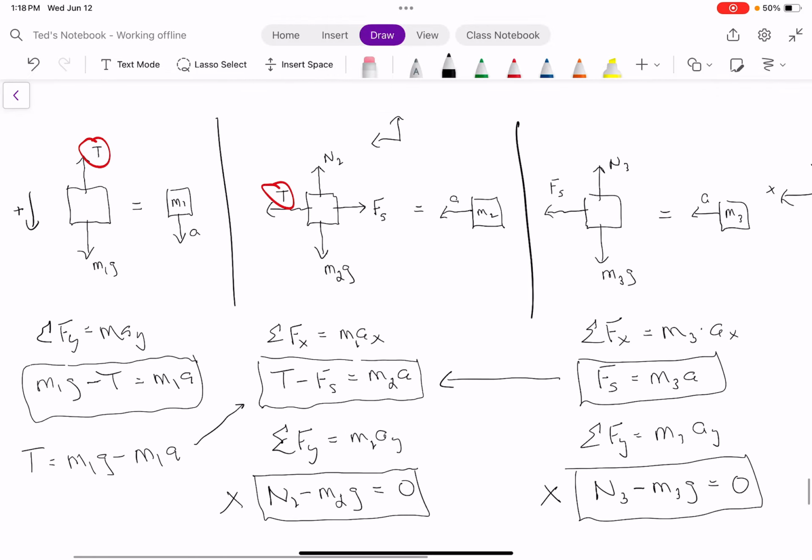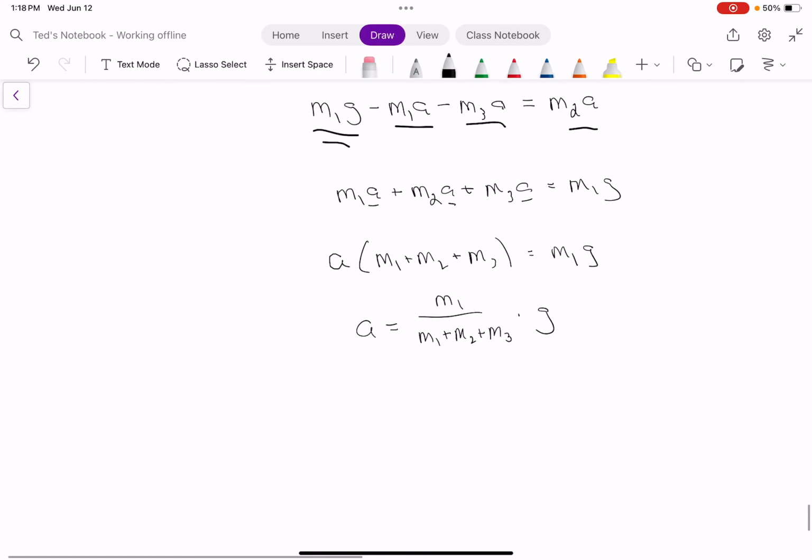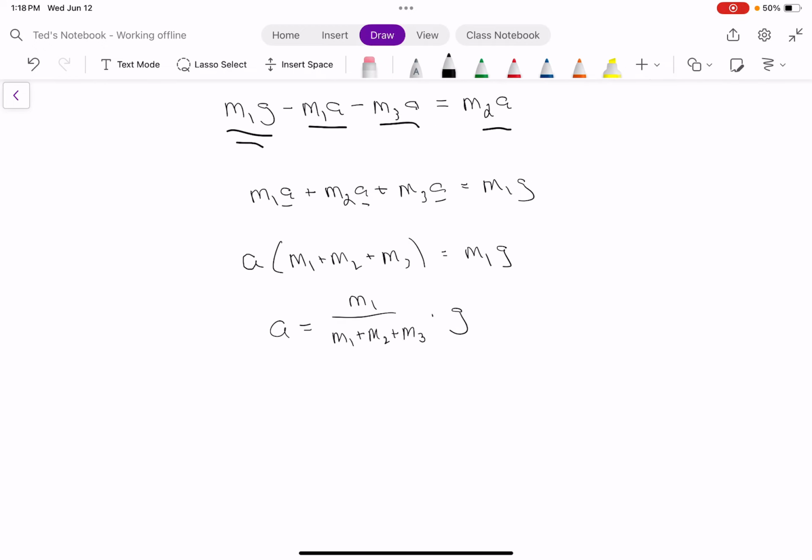Okay, going back to the problem, we were told that m1 is 1 kilogram, m2 is 2 kilograms, and m3 is 3 kilograms. That's easy to remember. So this is 1 over 6. 1 kilogram divided by 1 plus 2 plus 3, which is 6. So this is equal to g over 6. 9.81 divided by 6 is equal to 1.635 meters per second squared.